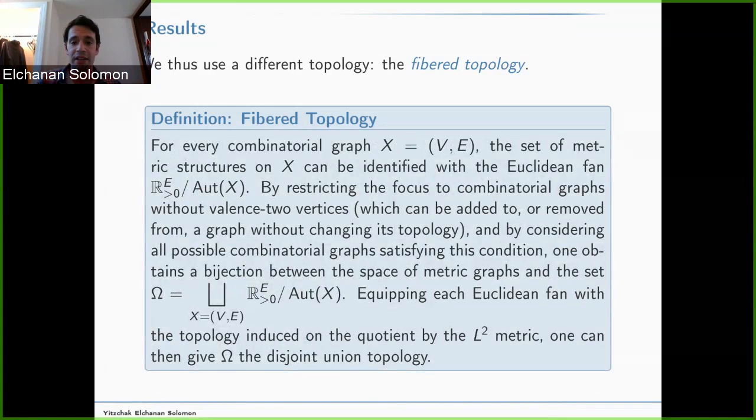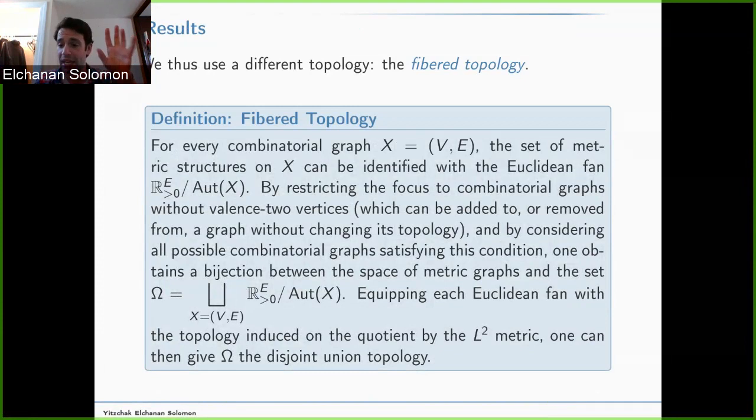So the idea is, how can I index the space of metric graphs? So first of all, there are finitely many combinatorial graphs. That means graphs without any metric information. And I'm not going to include in my graphs any valence 2 vertices, because you can remove or add such a vertex without changing the topology. So you'll end up double counting the same topological type of graph if you do that.